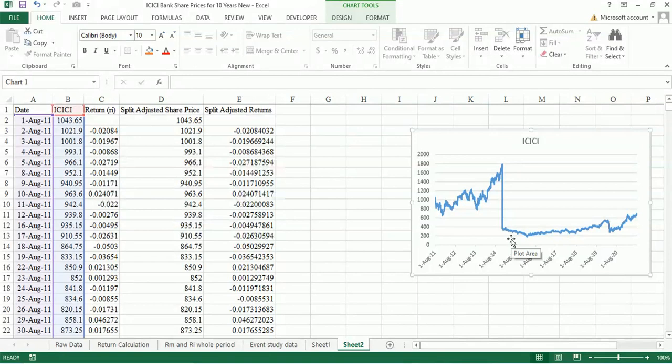Once you find that there is a split, you can adjust the share prices from the split day onwards. This is also called the ex-split date. From the ex-split date onwards, you can calculate the adjusted share price, and accordingly calculate the split adjusted returns. So I think this was useful for you.